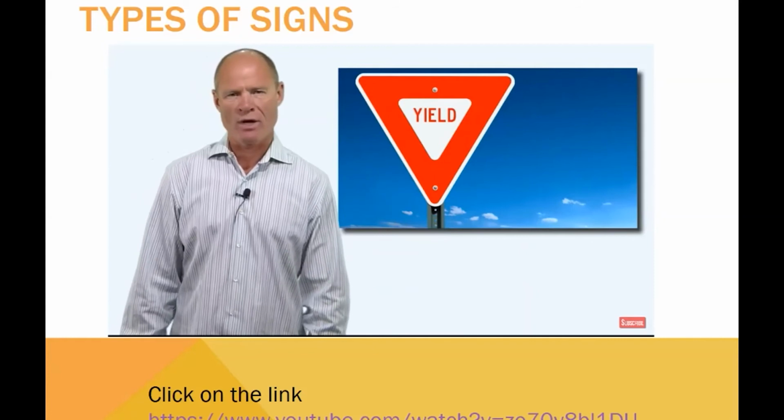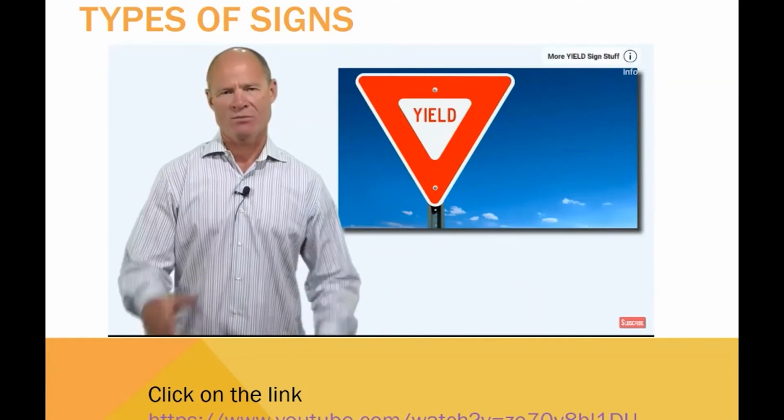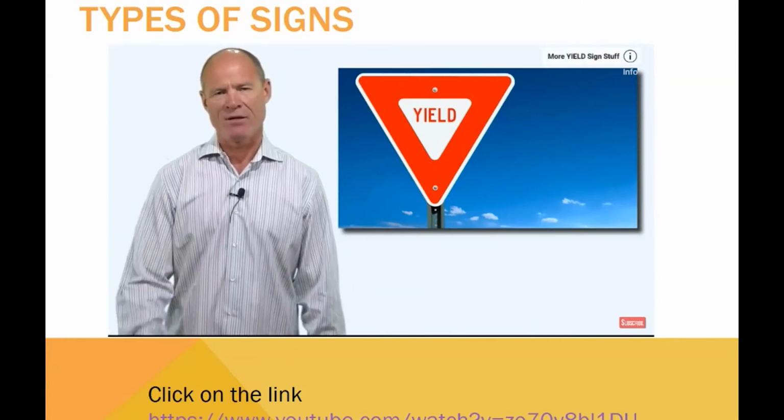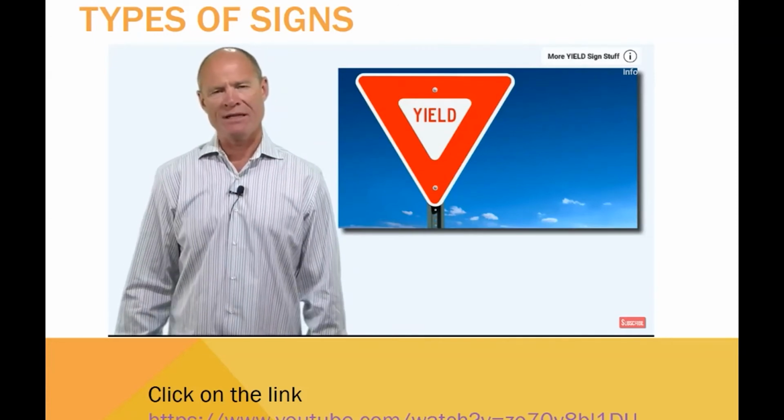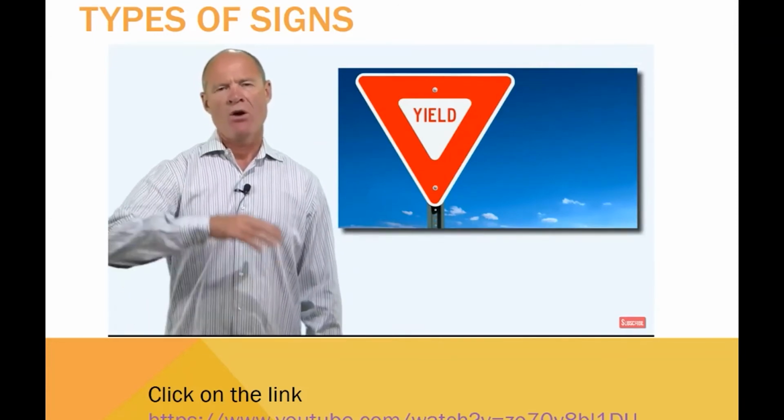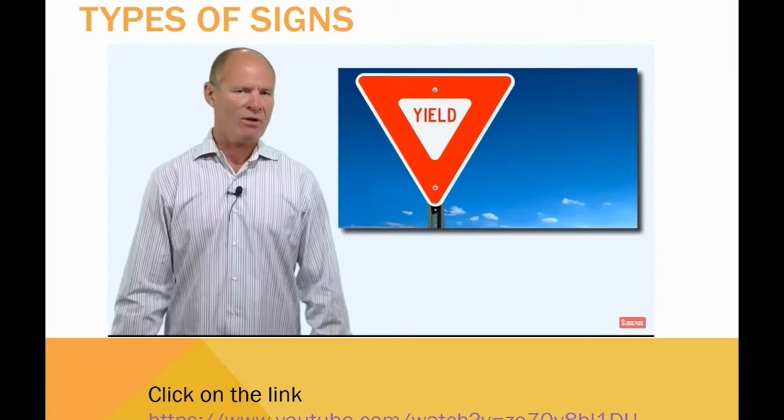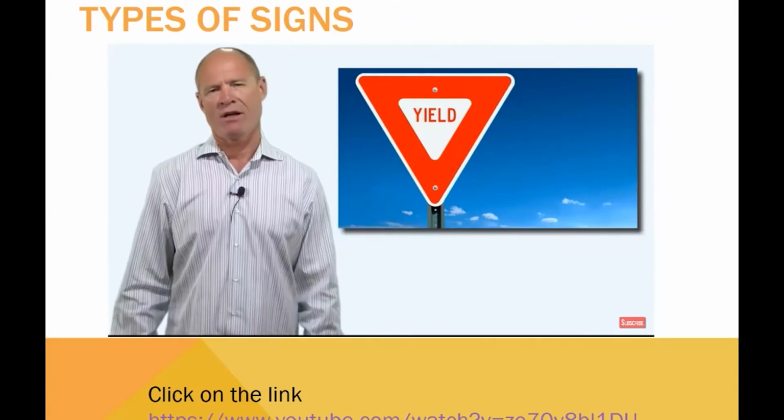The next regulatory sign is the yield sign, which is an upside down triangle. It has a wide red border with a smaller white triangle in the center. The yield sign indicates to the driver that they must give the right of way onto the road which they're entering, or to any pedestrian traffic, other road users.